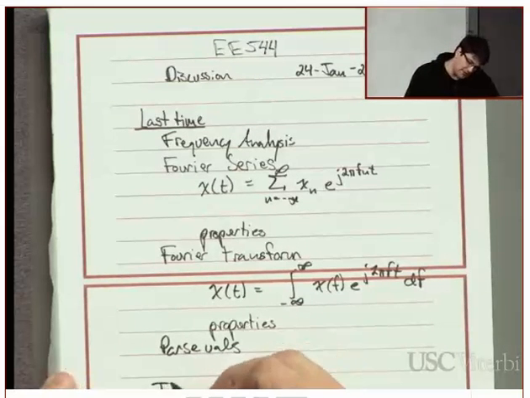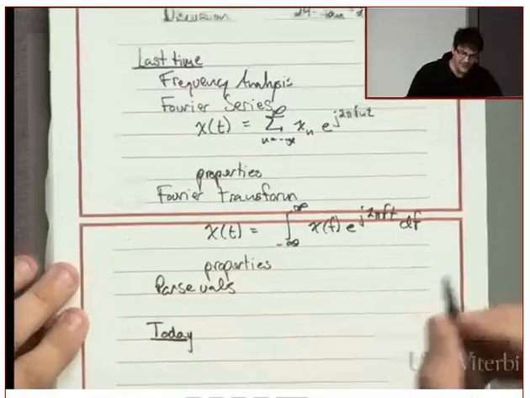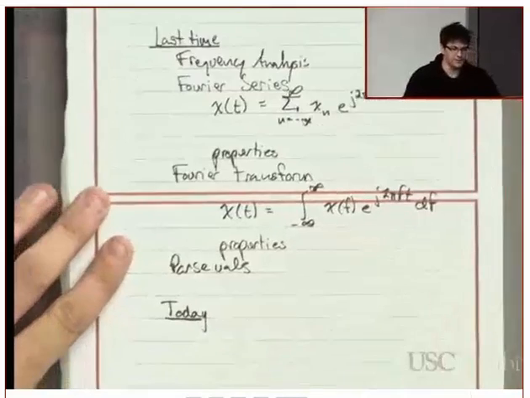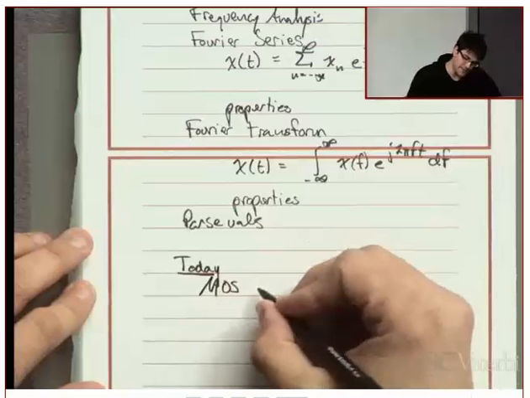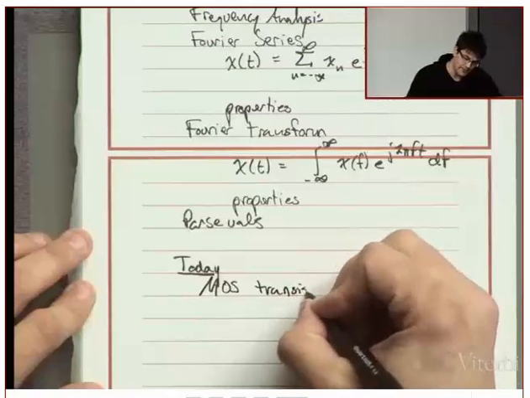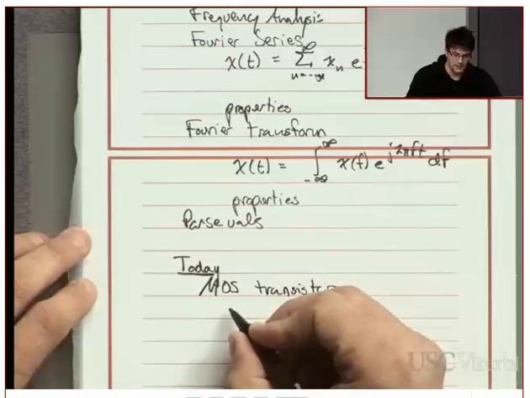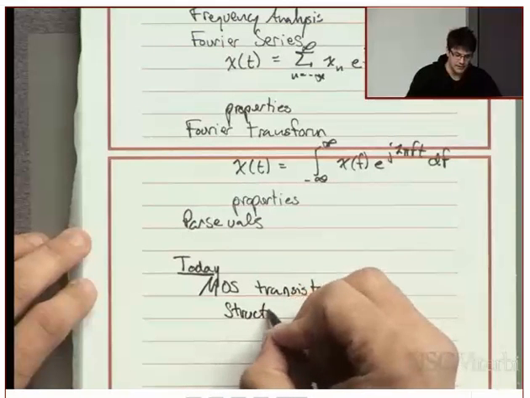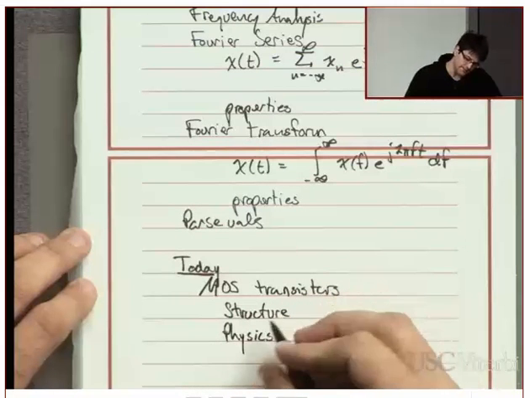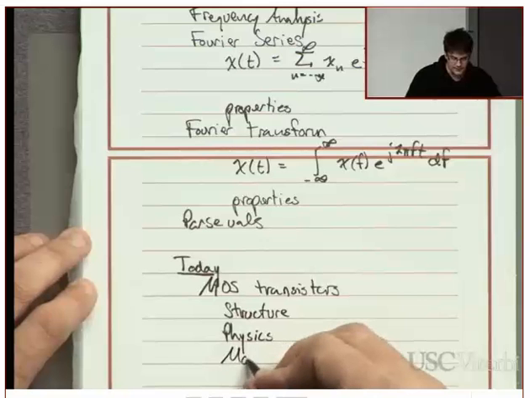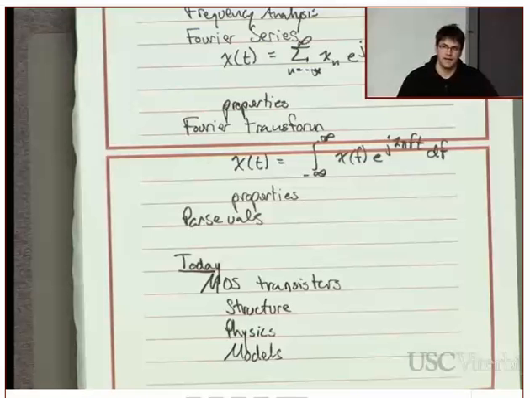Today, I'm happy to say it's going to be so much more exciting. I'm being a little bit facetious. We're going to do some more review today. Totally different category, though. Today, we're going to talk about MOS transistors. I'm going to talk about the structure, the physics, and then models of these transistors. And I'm assuming that you guys have all had this sort of stuff before.